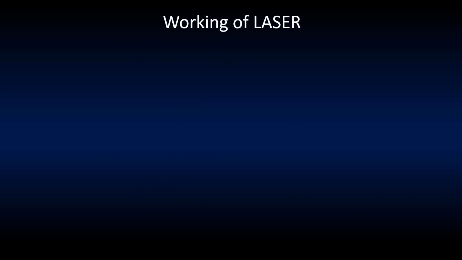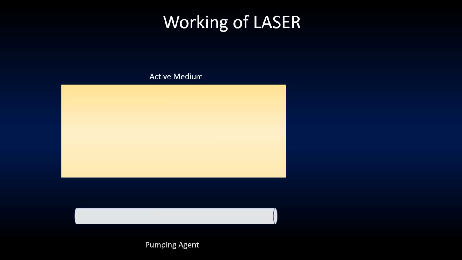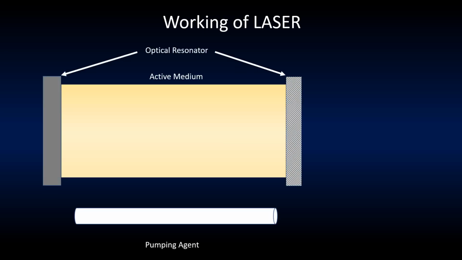Now we'll see the working of laser. We need three components for this process. They are active medium, pumping agent, and optical resonator. We'll see each of them in detail.